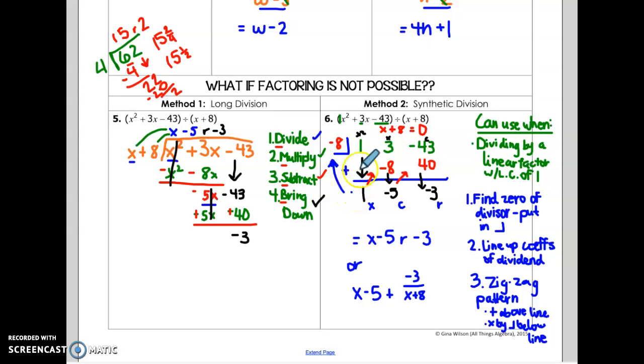To get the pattern started, I drop the 1 first below the line. Okay, the 1 is below the line, so I'm going to multiply by what's up in the box. 1 times negative 8 is negative 8. Then I add anything above the line, so 3 minus 8, or plus a negative 8, equals negative 5. It's below the line, so I multiply by what's in the box. Negative 5 times negative 8 is positive 40. Then I add that to negative 43, and I put that below the line, and that's negative 3.